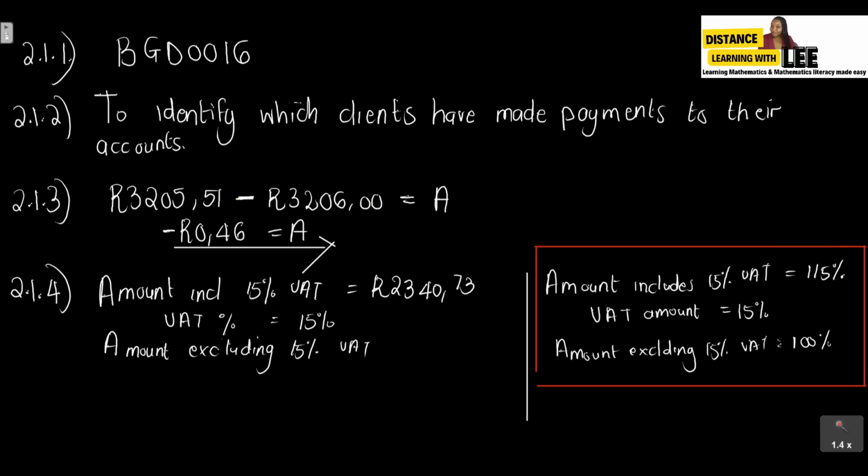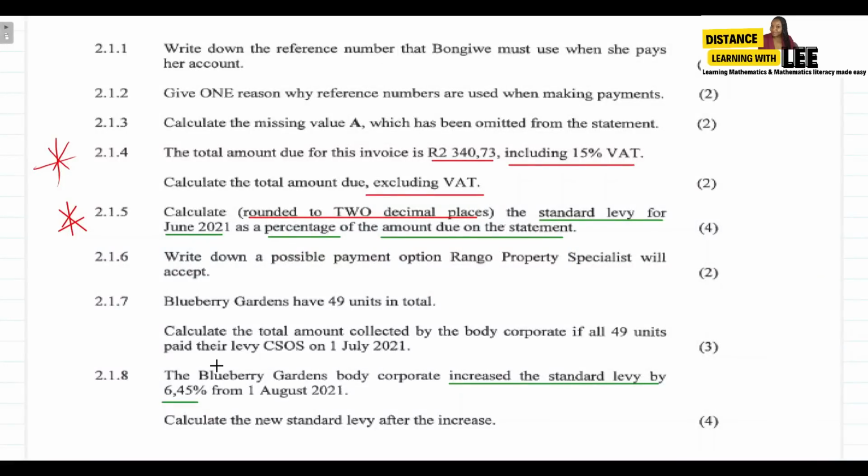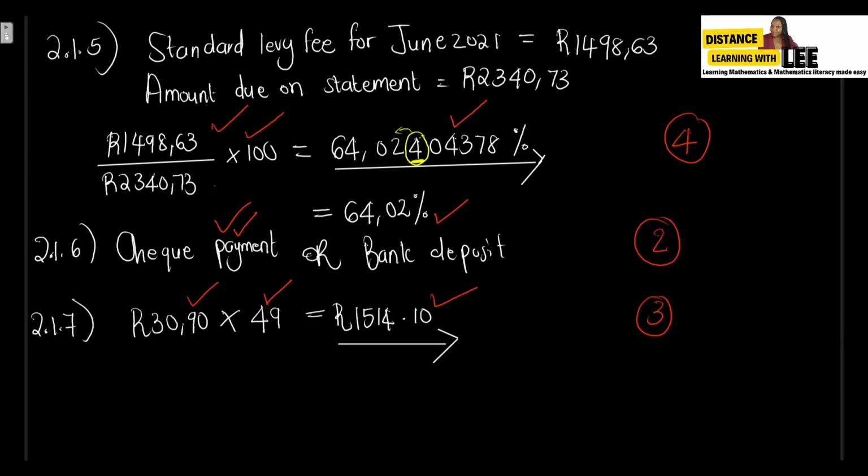And then the rest, guys, was just us analyzing the invoice, right? And just thinking, if there's 49 units and all those units pay a particular amount, how much would then the body corporate receive? So that's when we knew that we needed to basically multiply the 30.90 by 49, right, to get how much they receive.